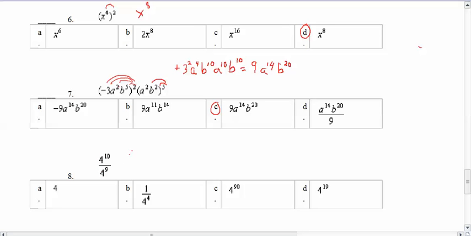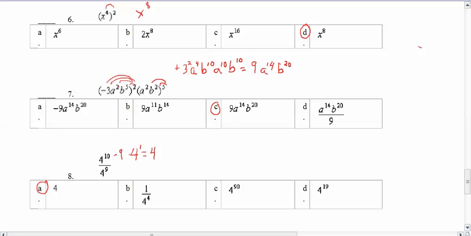Okay, the next one, I have 4 to the 10th over 4 to the 9th. Okay, this is a division problem, so we're going to keep the base. It's not a 1, it's a 4. We're going to keep the 4, and then we're going to subtract. 10 minus 9 is 1, so it's 4 to the 1, which is just 4. So I'm looking for the number 4, which is A.